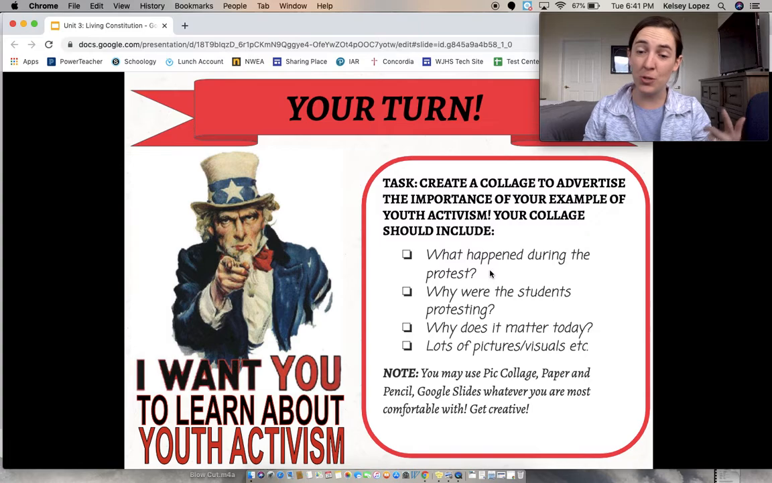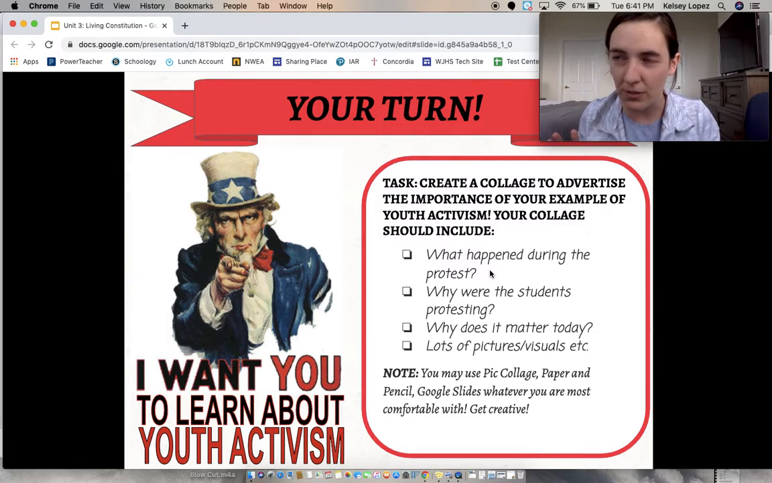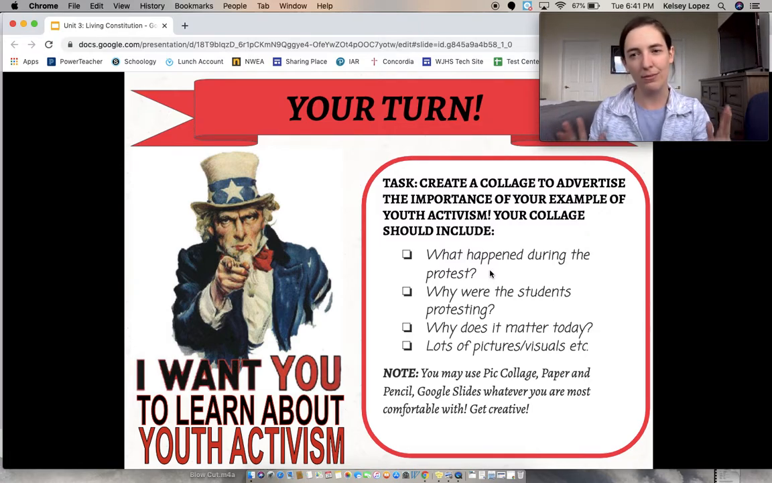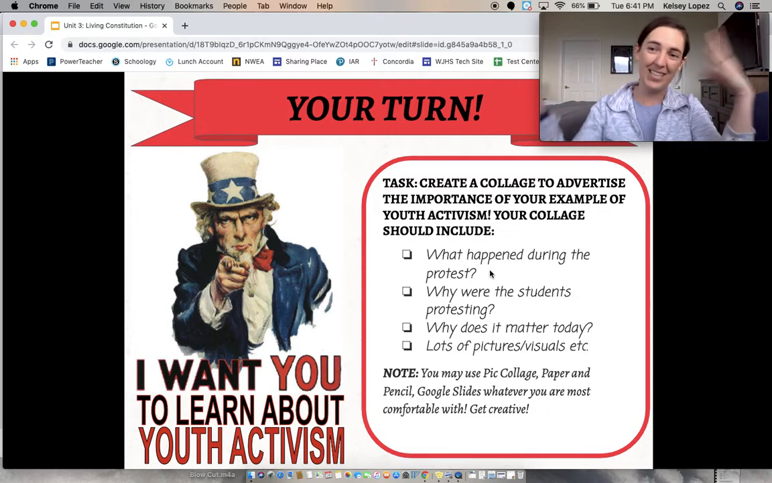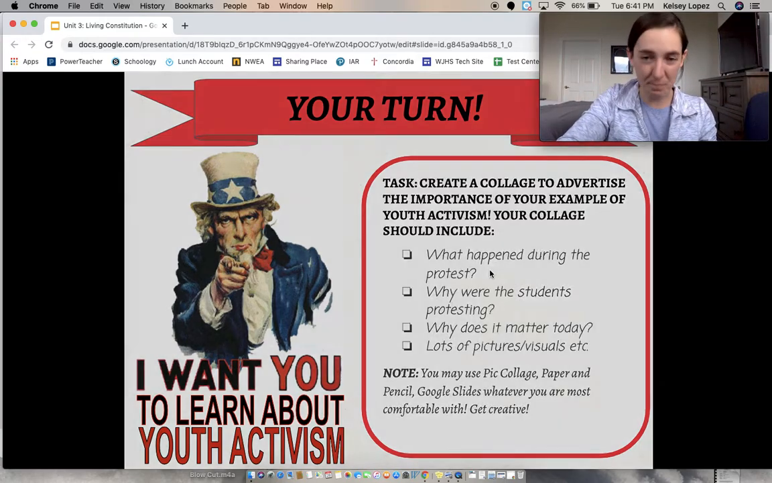You can use Piclage, you can use paper. Do you guys even remember paper? Do you have paper? I don't know. I kind of forget about paper sometimes these days. You can use Google Slides, which is what I used. Whatever you're most comfortable with, you're going to make a collage. That's my collage. Okay.